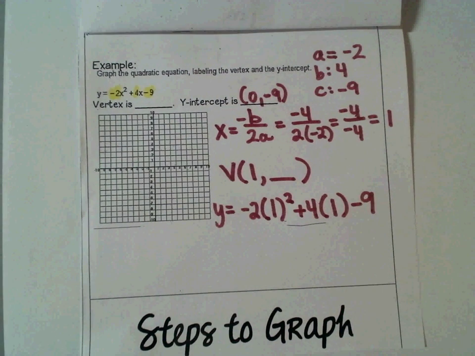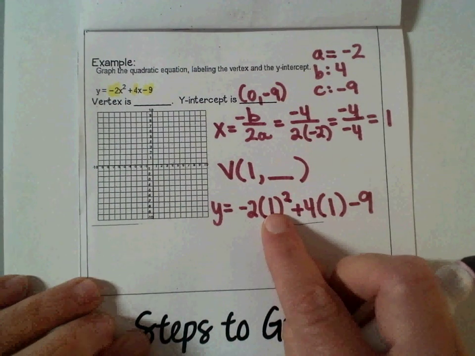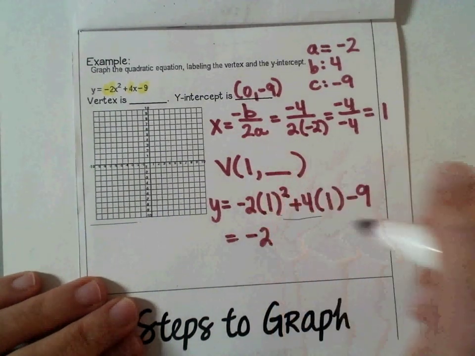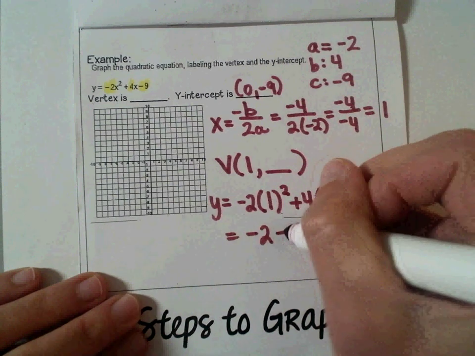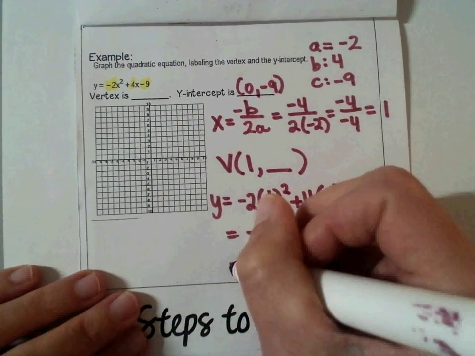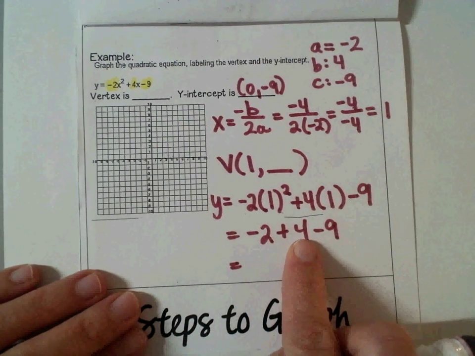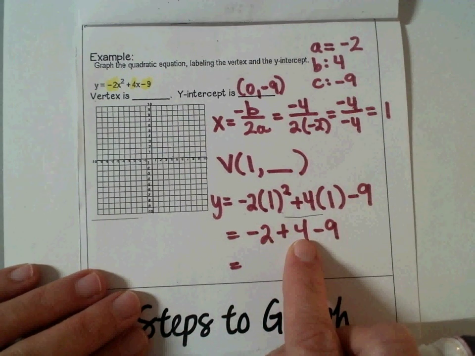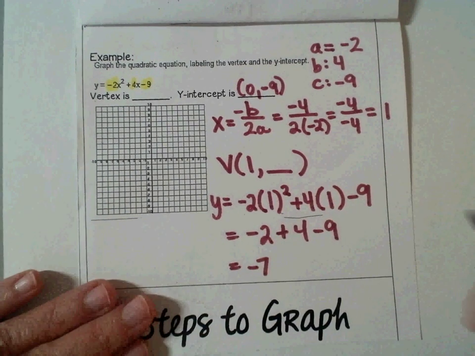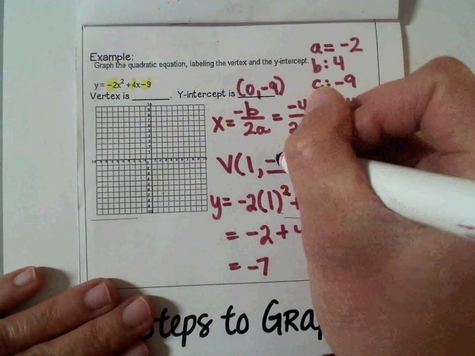If you're doing it in your head, what's 1 squared? 1. What's 1 times -2? -2. What's 4 times 1? 4. And then it says minus 9. So that's what I would have if I'm doing it in my head. -2 plus 4 is 2. What's 2 minus 9? -7. So your vertex is 1, -7.